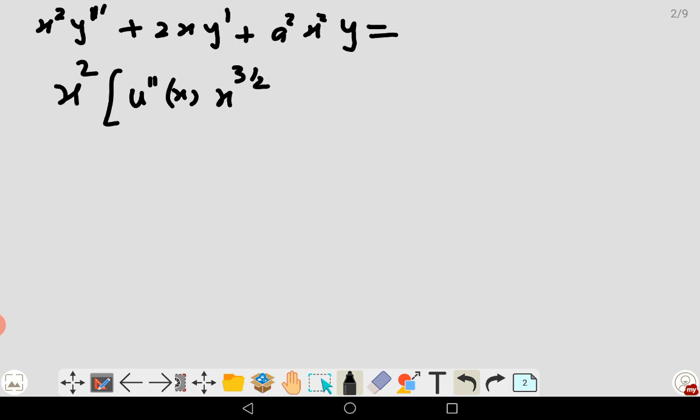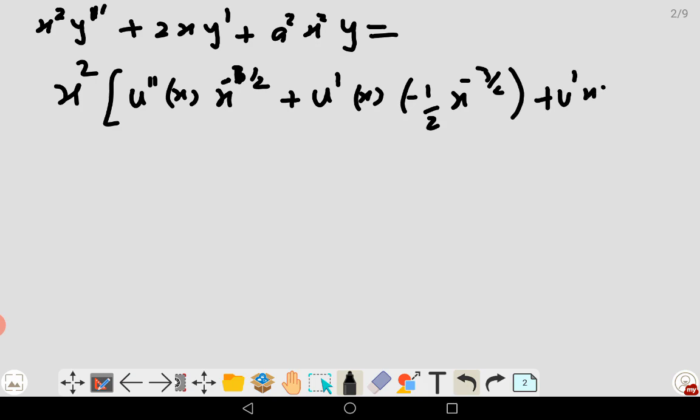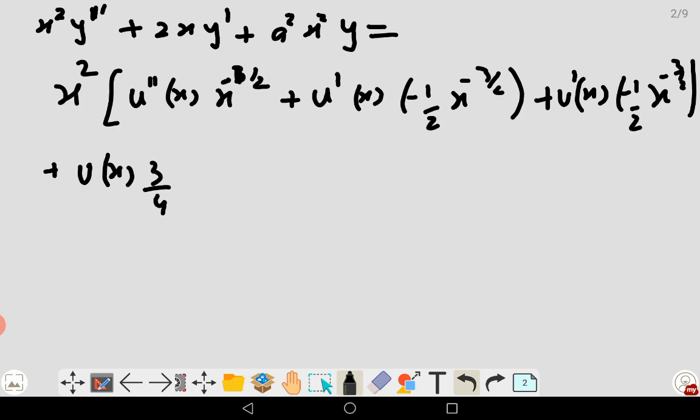x square u double dash x power minus 1 by 2, plus u dash of x minus 1 by 2 x power minus 3 by 2, plus again u prime of x minus 1 by 2 x power minus 3 by 2. The fourth term for this one is u of x 3 by 4 x power minus 5 by 2.